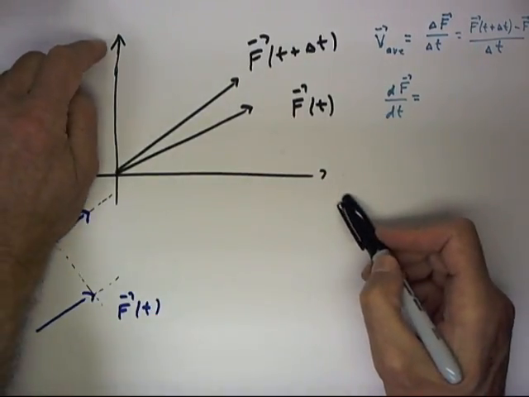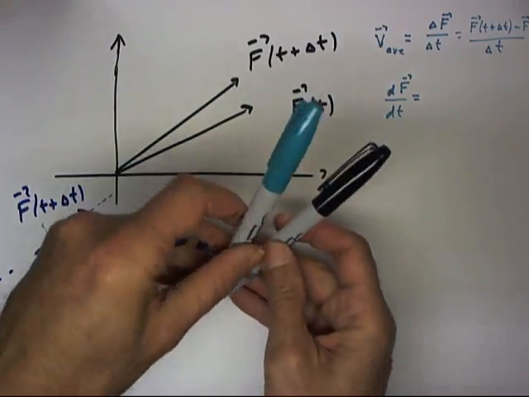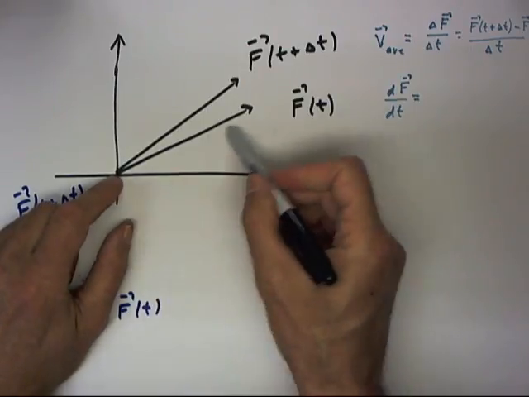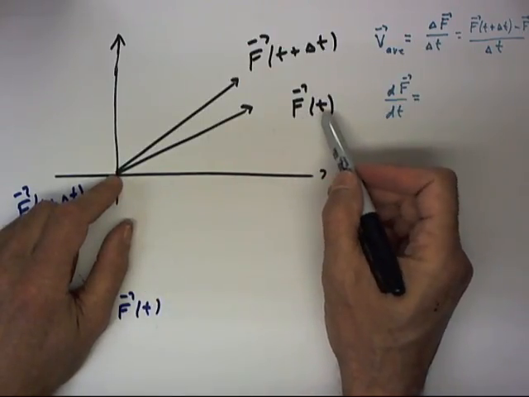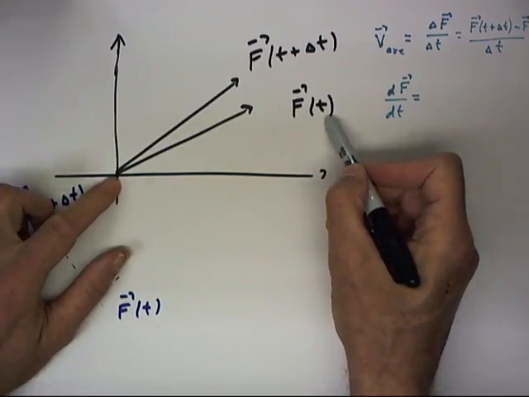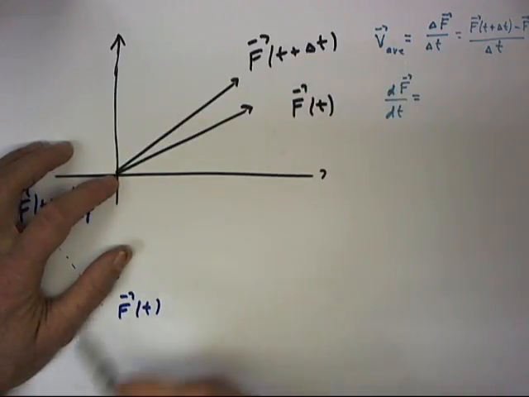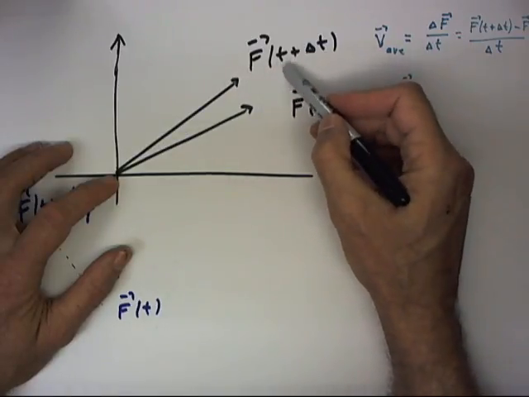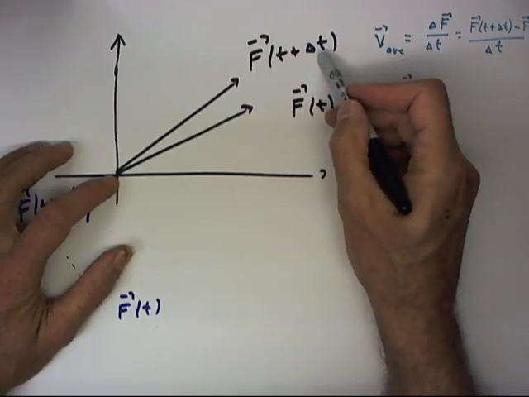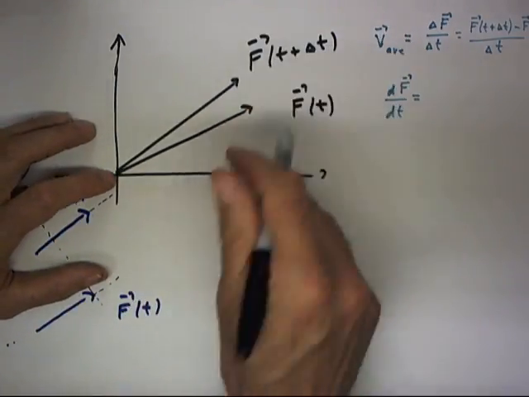I've only sketched this in 2 dimensions, but the sketch could equally well be done in 3 dimensions. We could have 2 vectors with any orientation in 3 dimensions. Let this vector represent the vector function f at clock time t, or at value of the parameter. t doesn't necessarily have to be a time parameter. And let this vector represent f at a later time, t plus some small increment of t. So f changes between here and here.